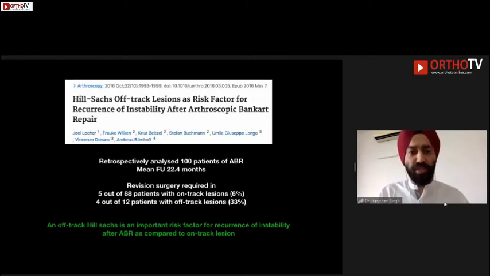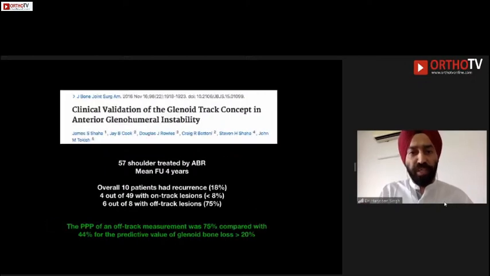Locher et al. in Arthroscopy Journal in 2016 retrospectively analyzed 100 patients of arthroscopic Bankart and found that the recurrence rate was 6% in on-track lesions and 33% in off-track lesions. Another validation of the glenoid track was by Shaha in his study of 57 shoulders treated by arthroscopic Bankart, and he found less than 8% recurrence in on-track lesions and a 75% recurrence rate in off-track lesions. This study suggested that the positive predictive value of an off-track measurement was 75% compared with 44% for glenoid bone loss of more than 20%.